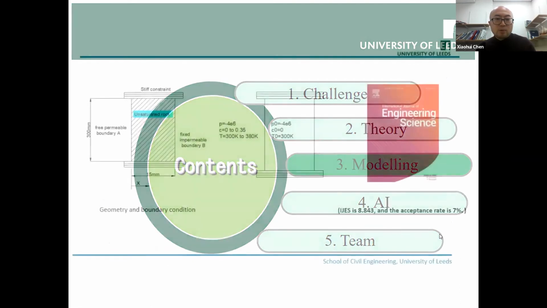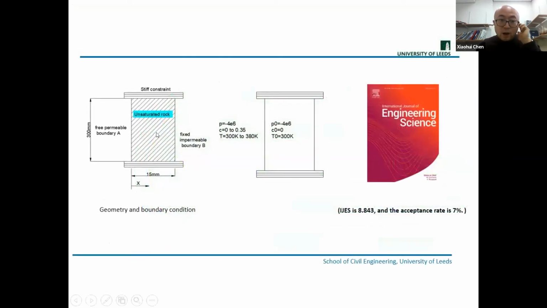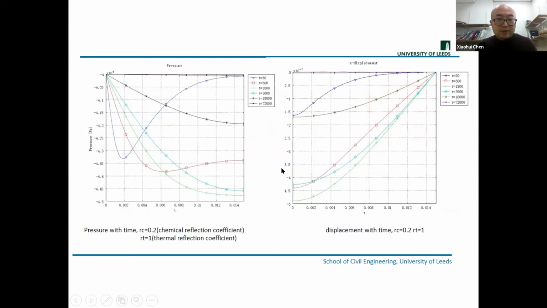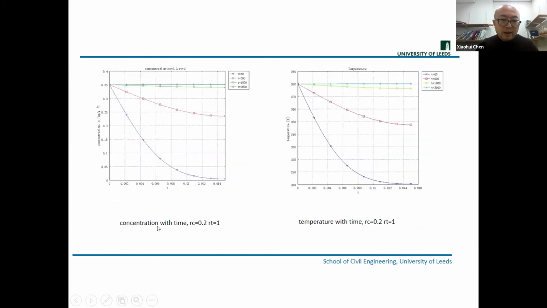And for the multiphysics modeling, we give one simple example. If we have unsaturated rock in a meter, and we have water transport, chemical transport, and a temperature gradient as well. So this was recently published in IJES, and the acceptance rate is 7%. We can study the pressure change inside the porous media, and the displacement change in the porous media, and they are coupled with each other. And in the meantime, we can predict the chemical concentration and the temperature changes.